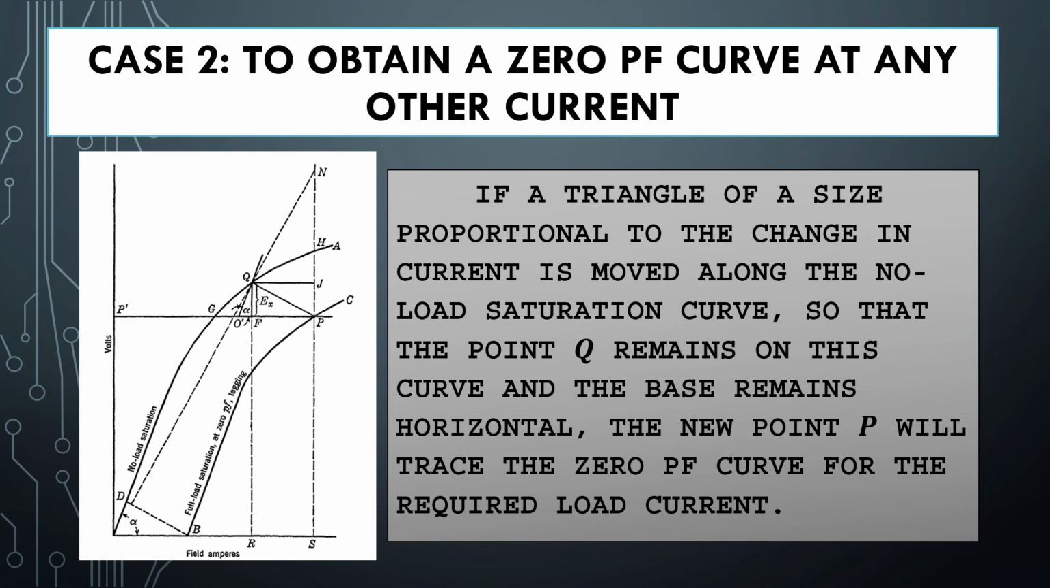Hence, we can see that for half current, neglecting saturation effects on the two components, the potier triangle reduces to half size. Therefore, if a triangle of a size proportional to the change in current is moved along the no-load saturation curve so that the point Q remains on the curve and the base remains horizontal, the new point P will trace the zero power factor curve for the required load current.